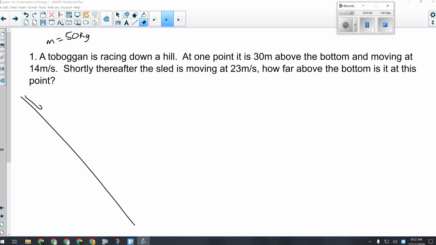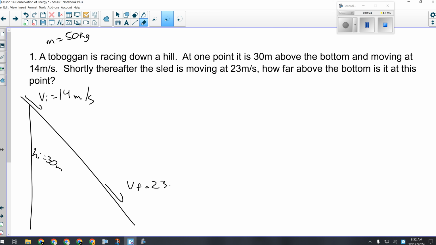Okay, so we've got this toboggan going down the hill. We know that at its initial point, it is 30 meters above the ground and moving at 14 meters per second. A little while later, they don't specify the bottom, which is important, they tell us that it is moving at 23 meters per second. We are looking for how far above the bottom it is, or the final height in this case.